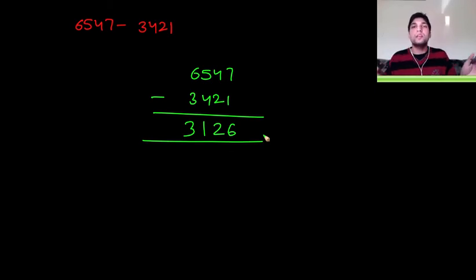This was way too easy. No need of explaining this question. Let's move to the next question. We have now 806 minus 275. So we need to do subtraction operation for these two numbers. So watch carefully how to do this one.